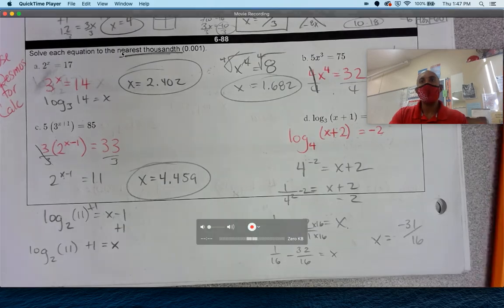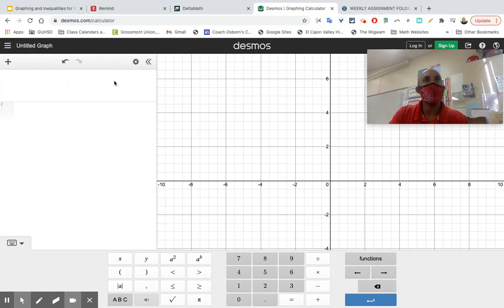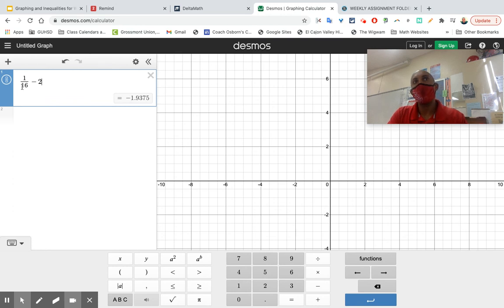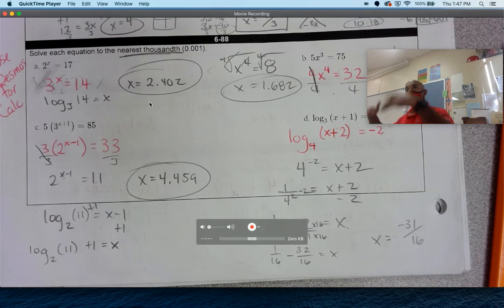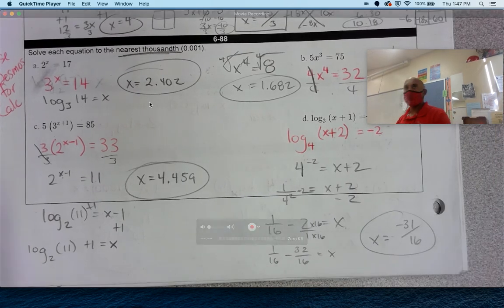Okay, the other way to do this would be go into Desmos here. 1 divided by 16 minus 2. And it gives you this decimal. You can click on that, and boom, it gives you the fraction. Okay, so that's another way you can figure those out. Okay, that is it. Beautiful.